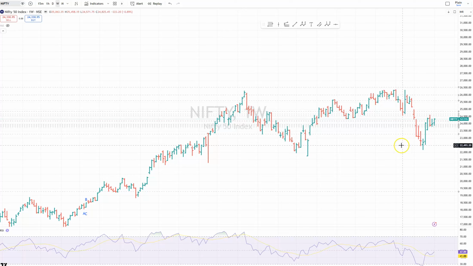Normally, it will definitely go to the previous A wave low, and most likely it exceeds the A wave low and then makes a bottom. But this one is a slightly truncated flat is what I would think so.